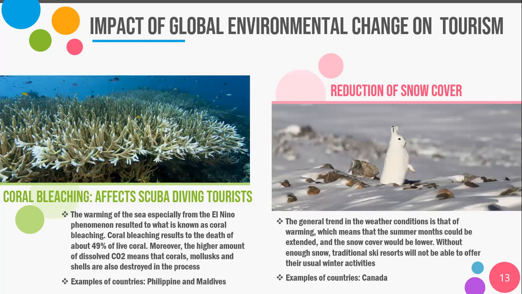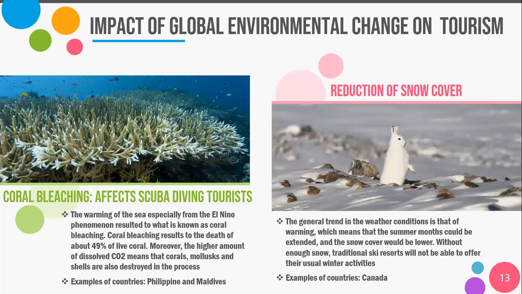Because there is no oxygen being produced by the coral, the CO2, that is carbon dioxide, will increase in the sea. When CO2 increases in the sea, it is not good for the sea. Examples of countries affected by this are the Philippines and also the Maldives, because of the coral bleaching.